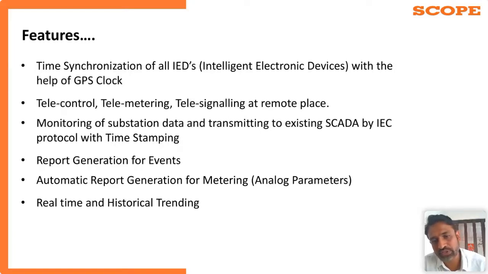If you have that feature, what you need to do is simply connect one GPS antenna to your RTU. Now the RTU will synchronize with the global GPS satellite system directly, without even taking the clock signals from the SCADA, and it can also generate PTP or NTP signals for the nearby systems.